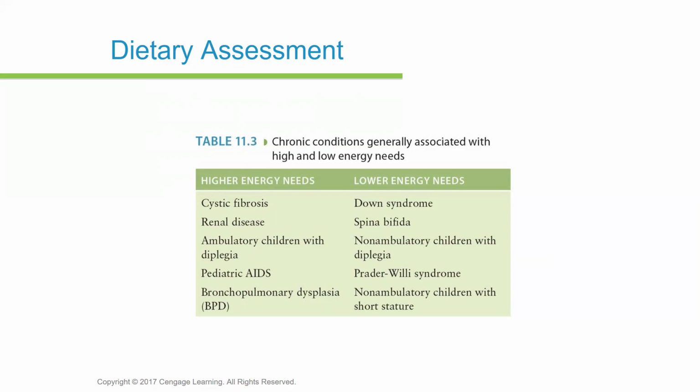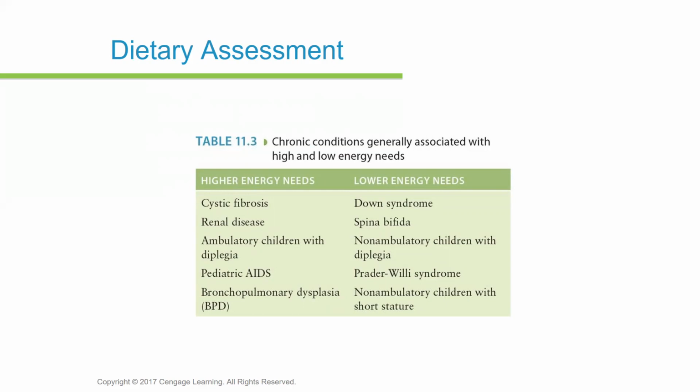So the types of conditions that require more calories or higher energy needs include cystic fibrosis, renal disease, ambulatory children with dysplasia, pediatric AIDS, and bronchopulmonary dysplasia. So these all increase calorie needs because metabolically they're challenging. It's more difficult to breathe, or it's more difficult to move, or your immune system requires more energy to fight things off. So especially sometimes protein for some of these, and just higher calories in general are going to be important.